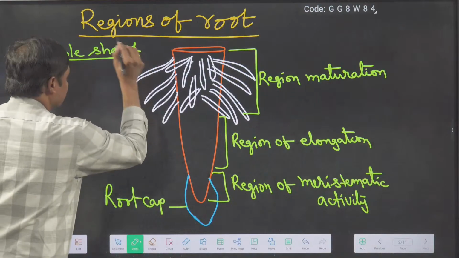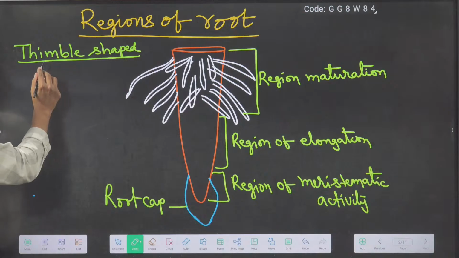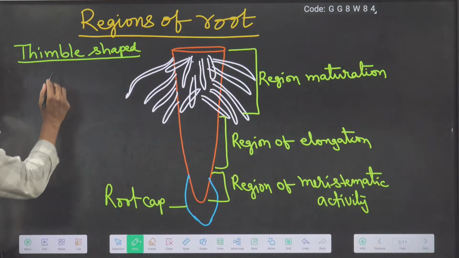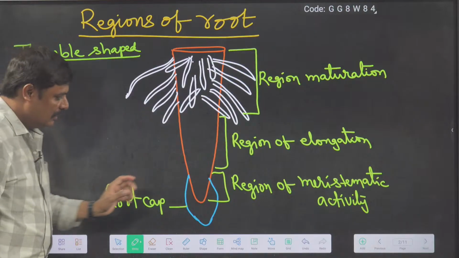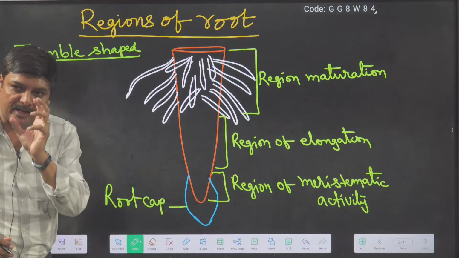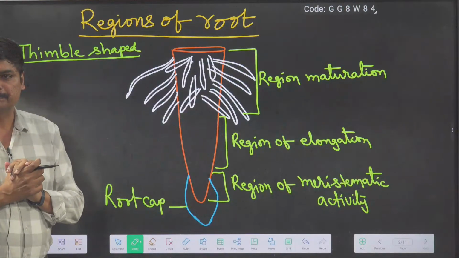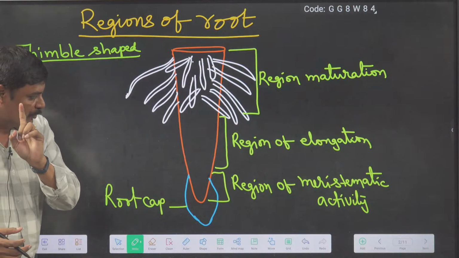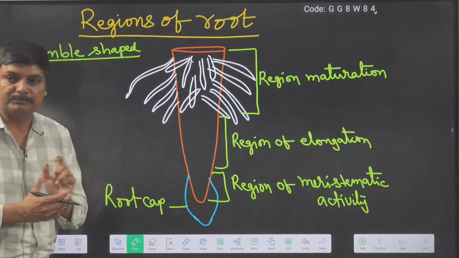It is cap-like. The shape of the root cap is thimble-shaped, cap-like. It gives protection to the root tip. The first function of the root cap is to give protection to the root tip.